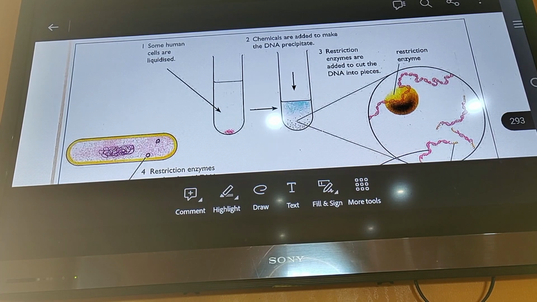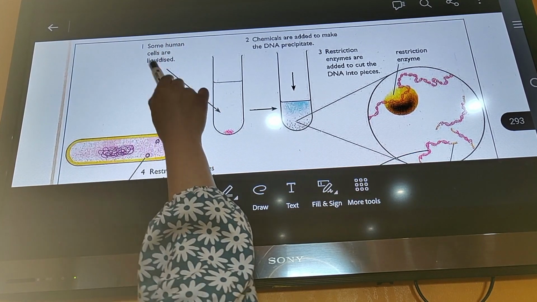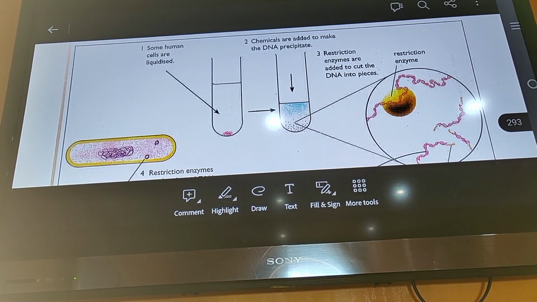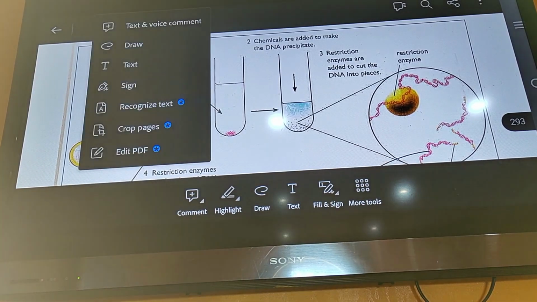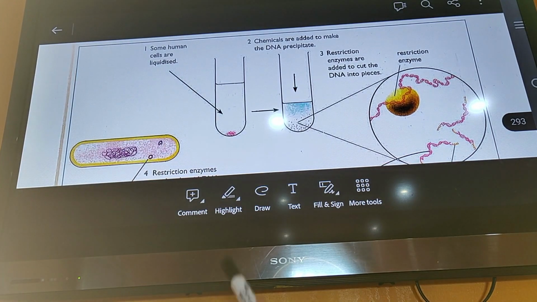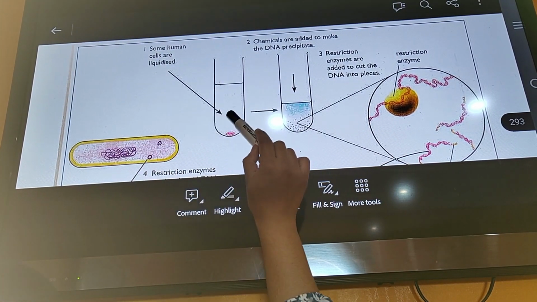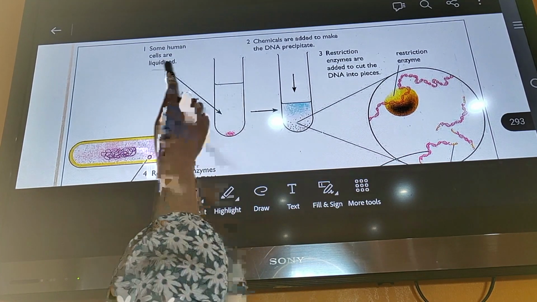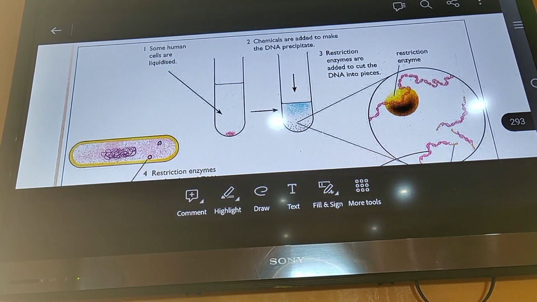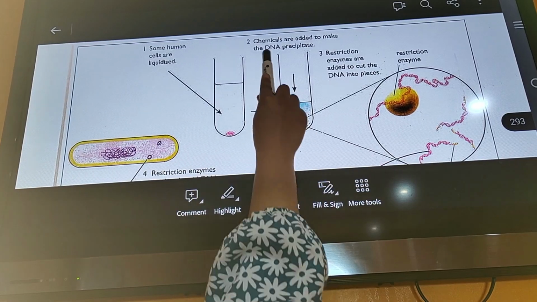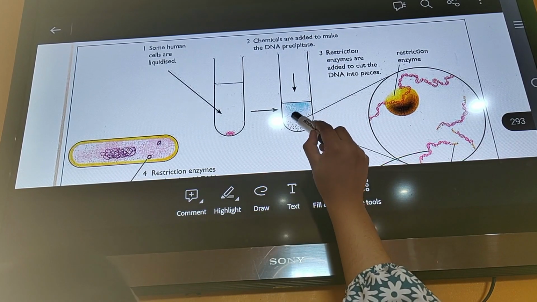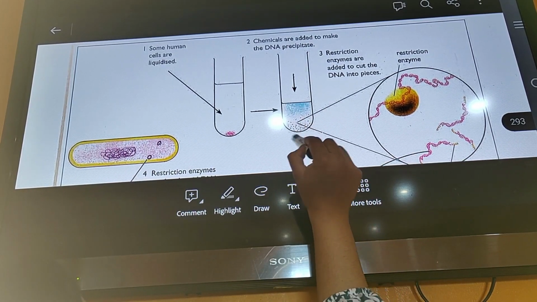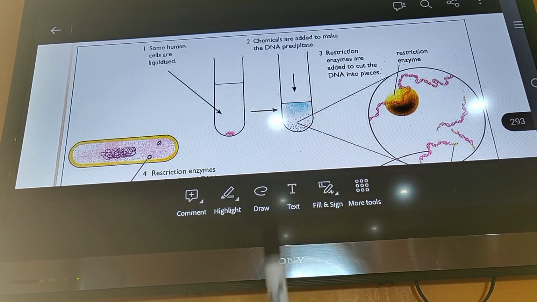What you need to do is just remember the whole process. So human cells are liquidized. You just understand that first of all the human cells are extracted in a test tube and they are liquidized. And then in the second step, what will happen? Chemicals are added to make the DNA precipitate here. The DNA will precipitate here.